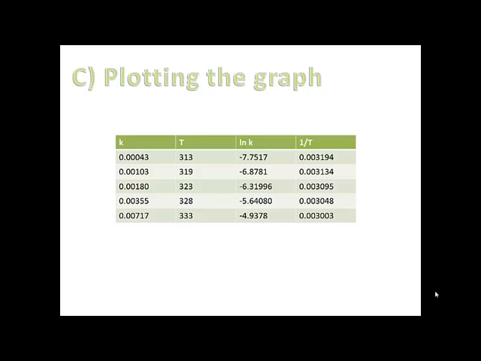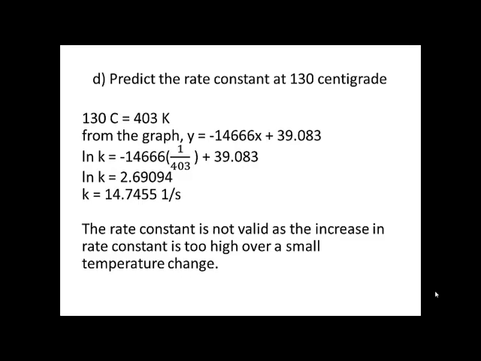It's actually not valid as the increase in rate constant is too high over a small temperature change. If we were to look at the previous result, we can see that the K is actually very small compared to the result here. At 130 degrees, the K is actually 14. So that's why we find that it's not valid.